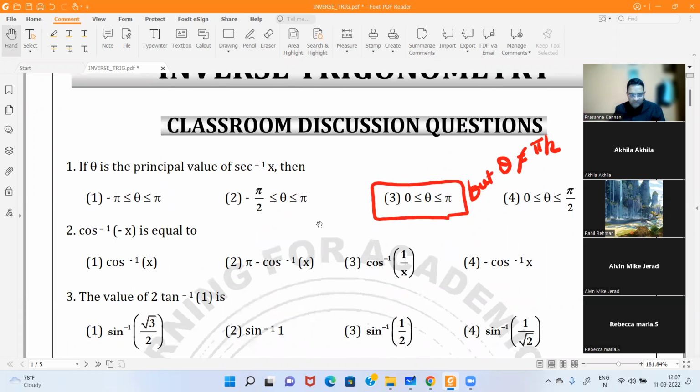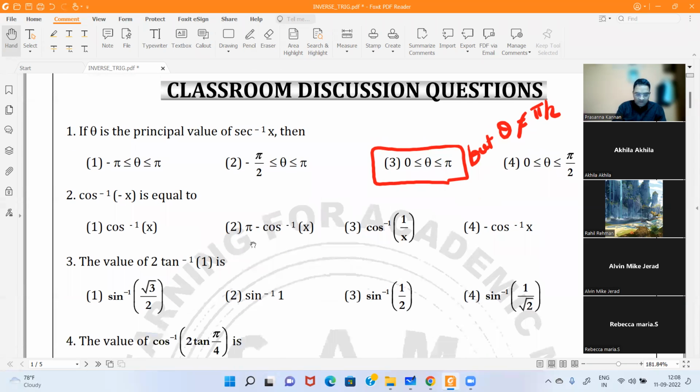Cos inverse minus x. What is it? What is cos inverse of minus x? Pi minus cos inverse x. Exactly. So we had seen this in the last class itself. Sin inverse minus x will be minus sin inverse x. But cos inverse minus x will be pi minus cos inverse x.